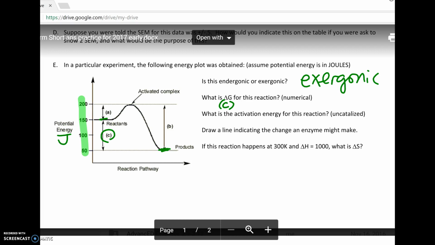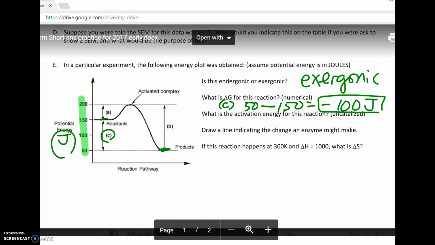It said, which of these is true about the graph? And one of the options said delta G is, I think it was 25 on that particular graph. That was not the right answer because delta G was negative 25. Delta G for this one would be 50 minus 150, so it would be negative 100. And again, the units, I didn't have them on the review, but there will be units there. So it would be joules.